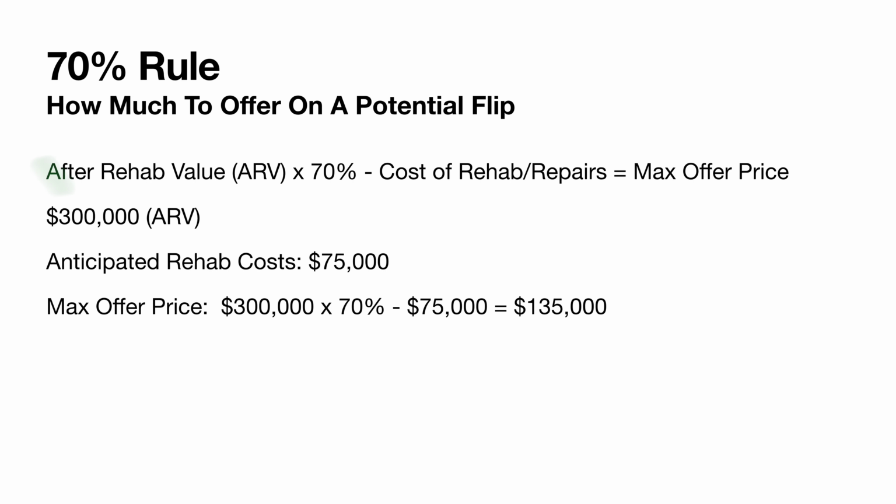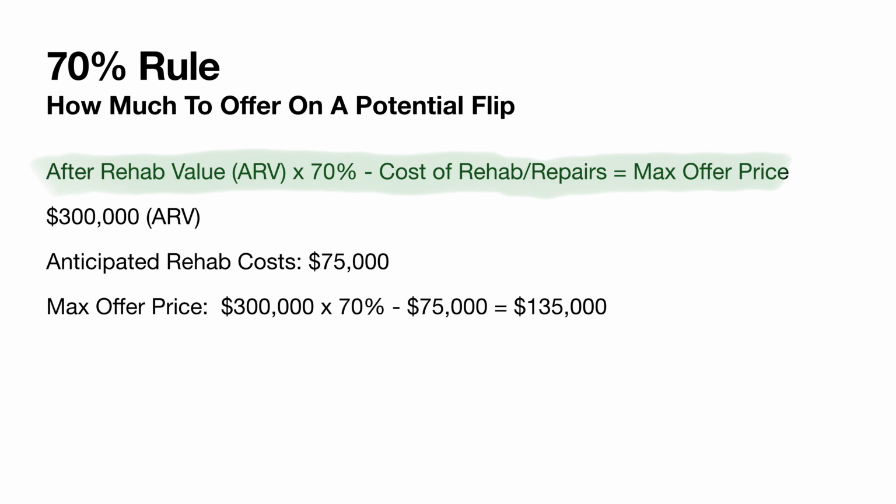Here's one thing about understanding your ARV. Don't kid yourself. Don't be overly pessimistic, but don't be overly optimistic, because here's what happens. You take that ARV and multiply it by 70%. You subtract from that the cost of rehab necessary, and that would be your offer price.